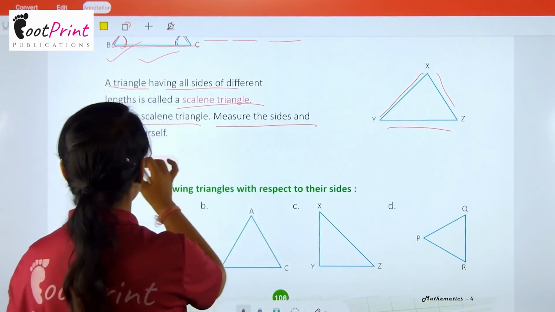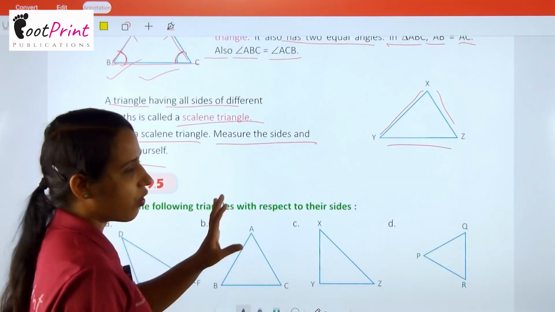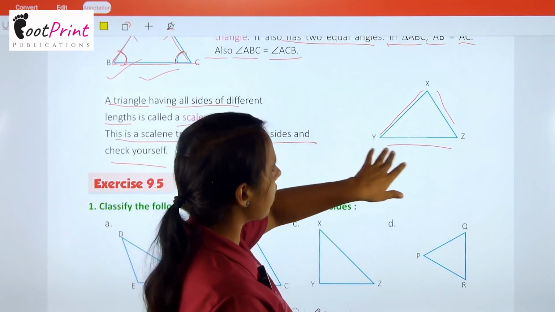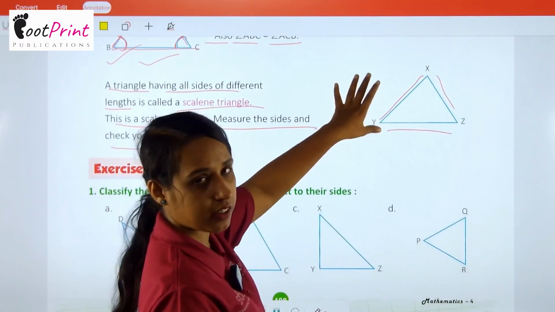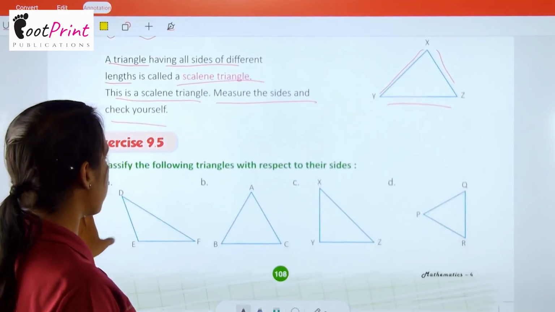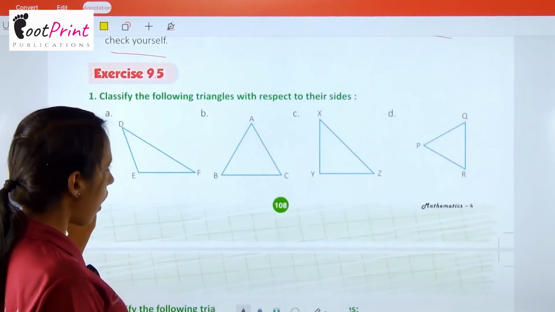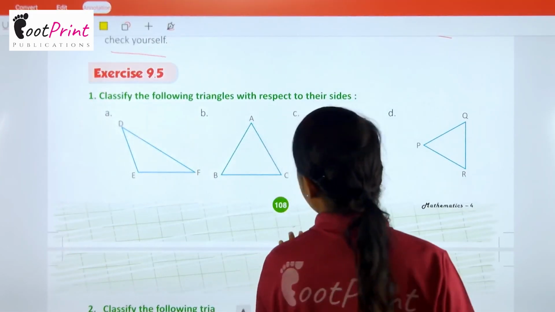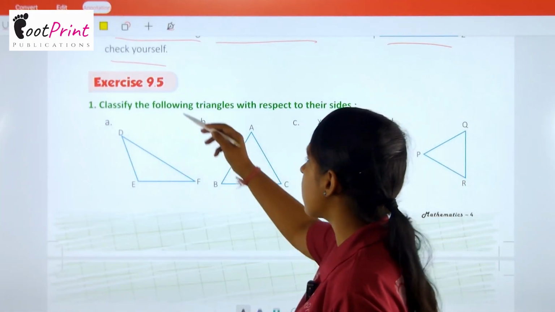Measure the sides and check yourself. So you take your ruler or scale and measure the length of the given figure, or you know that all the three sides are different. So it is called scalene triangle. Now on the basis of this we solve our exercise 9.5.